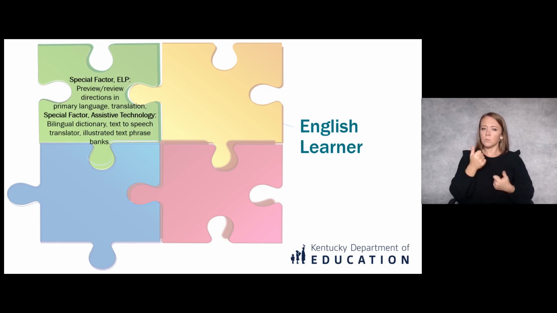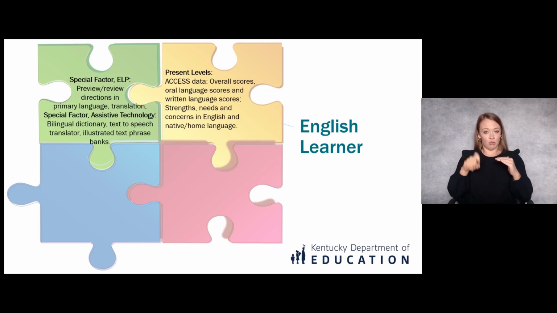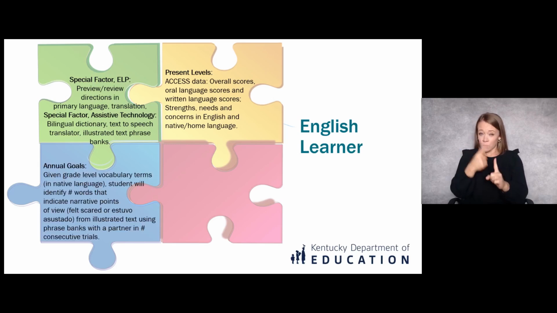What tools can students use to support accessing core instruction in their primary language, if appropriate, such as preview, review directions in primary language, translation, oral interpretation, websites, etc.? The present level should include current data from the Access for ELs. The ARC should address strengths, needs, and concerns in both English and native home language, as they may differ and require goals in both languages.